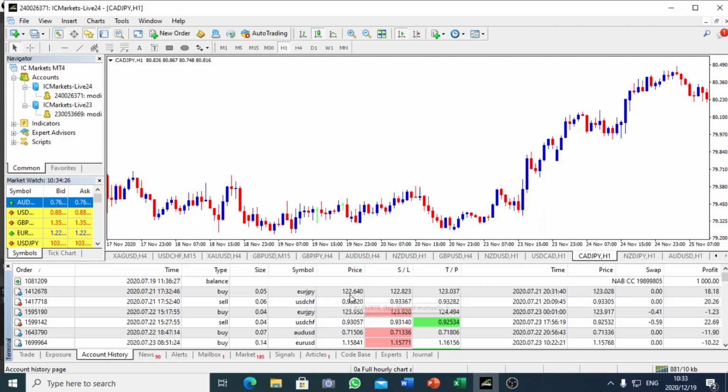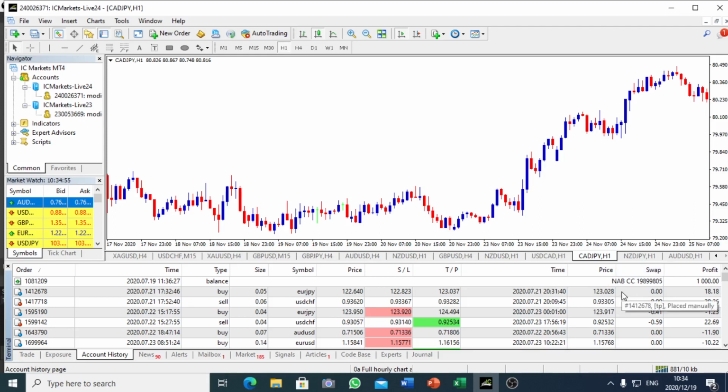The price we entered was 122.640. The stop loss we put on 122.823, and the TP 123.037. This is the time we exited the trade. Then this is the price we exited the trade. All right. The swap rate.